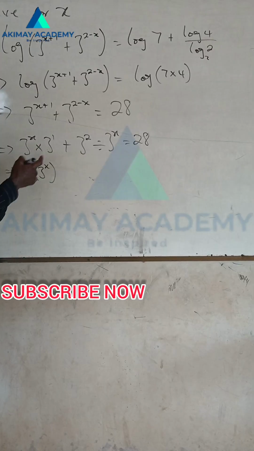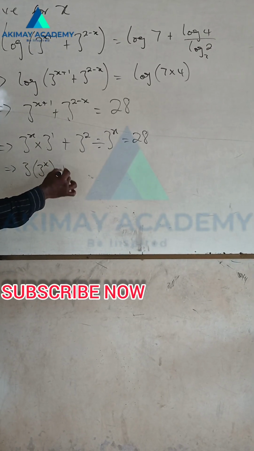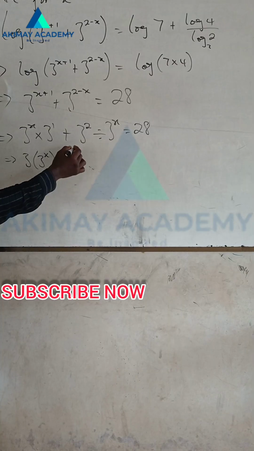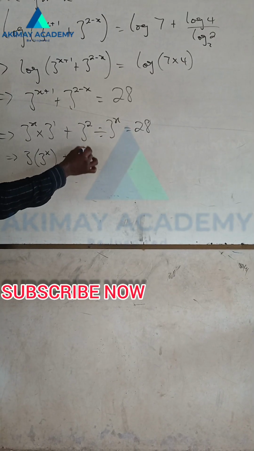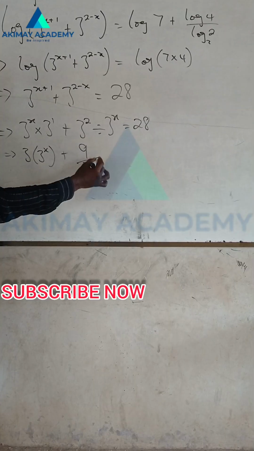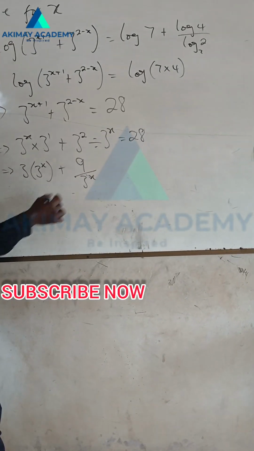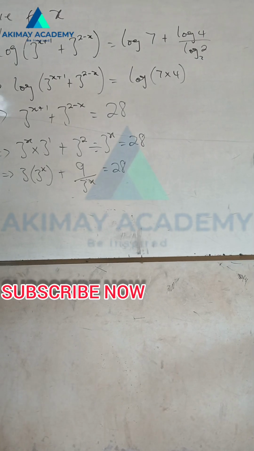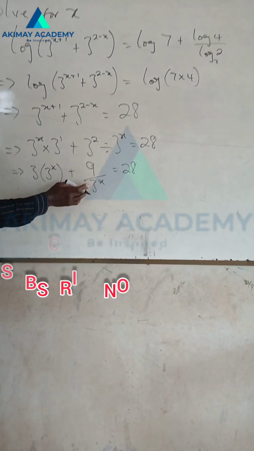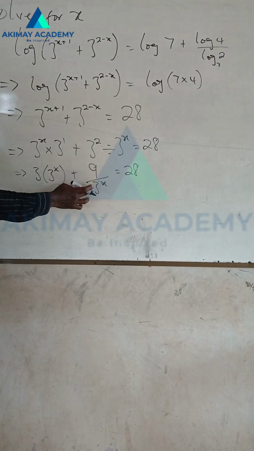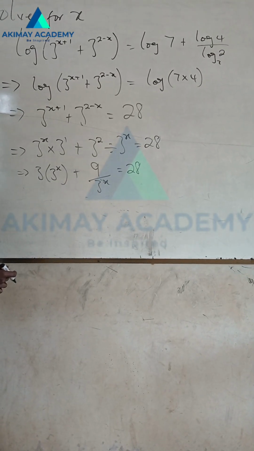So 3 times this will give us that, plus, on this side, 3 exponent 2 is going to give us 9. So we are going to have 9 out of 3 exponent x, and this is going to give us 28. So over here, you can see a fraction. We can multiply through by the denominator, which is 3 exponent x.